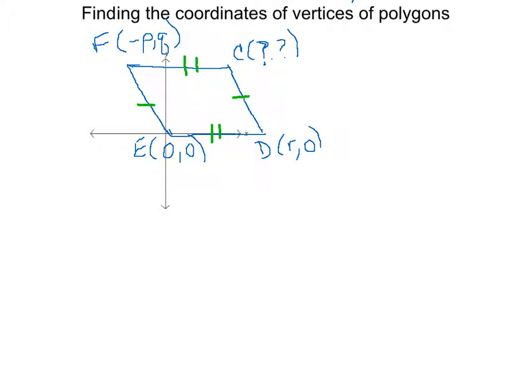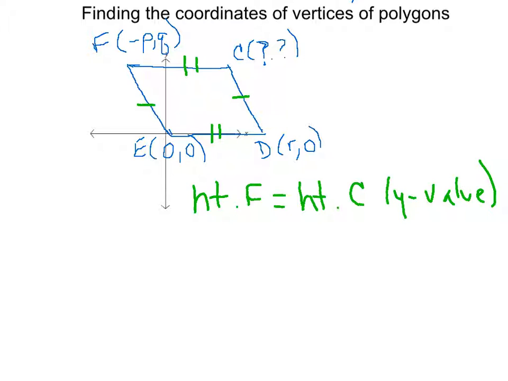We'll start with the y value because the y seems to me to be the easier one. The height of F is going to equal the height of C. So again, that's your y value. As soon as you can talk about heights being the same, then you're going to be looking at the y value. So the y value for F is Q. So our y value for C is going to be Q as well. Now we just need to figure out what our x is going to be.